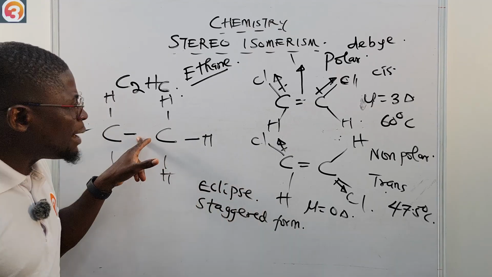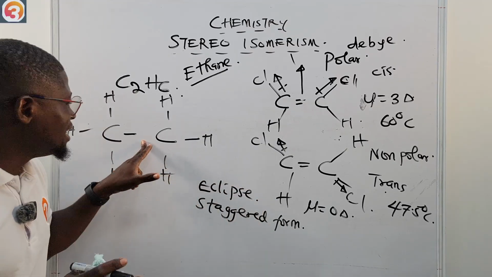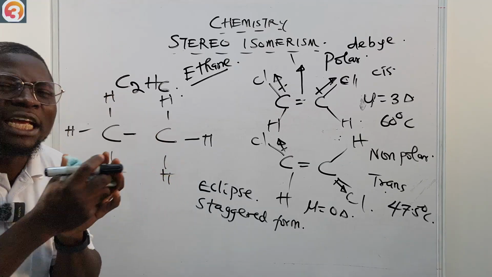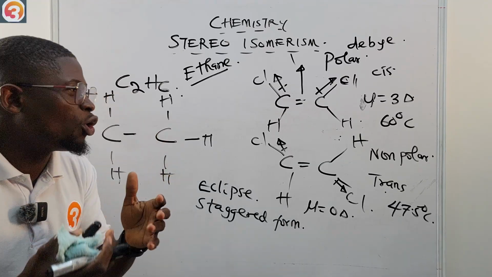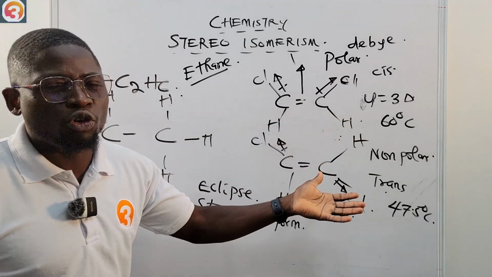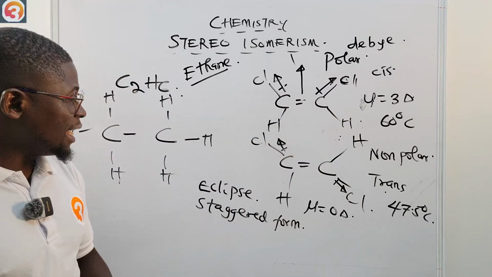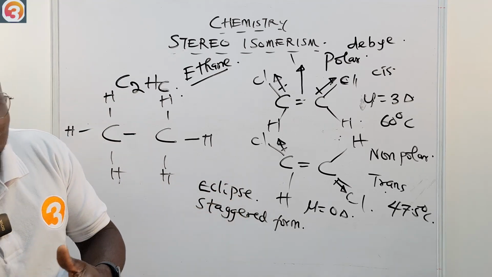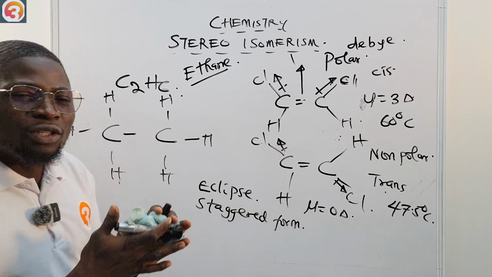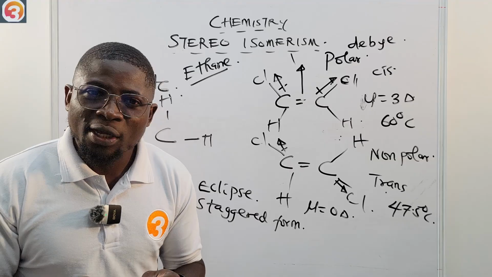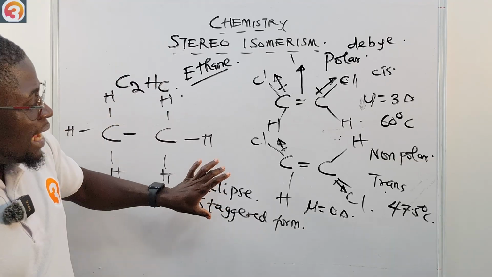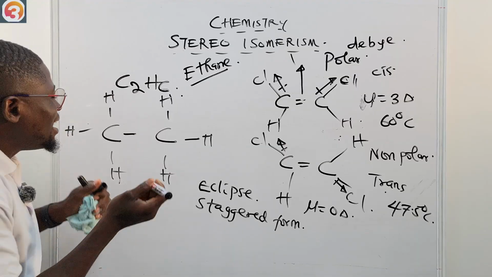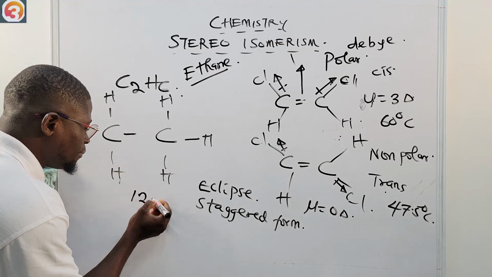But this carbon to carbon single bond here has free rotation, unlike the cis isomers and the trans isomer. So you can easily convert from the eclipse form to the staggered form. The energy barrier between these two forms is not very, very high. The energy barrier between the eclipse and the staggered form in an ethane molecule is around 12 kilojoule per mole.